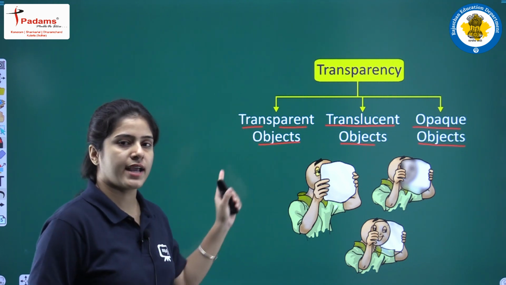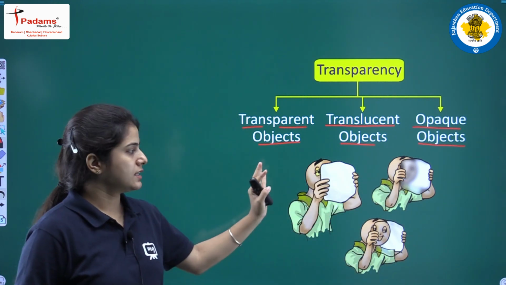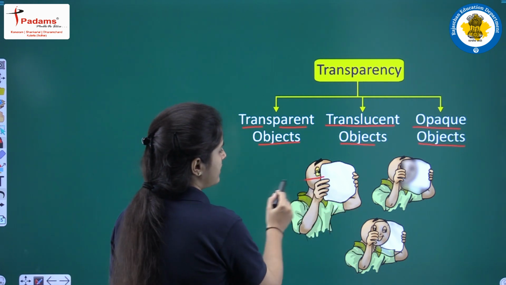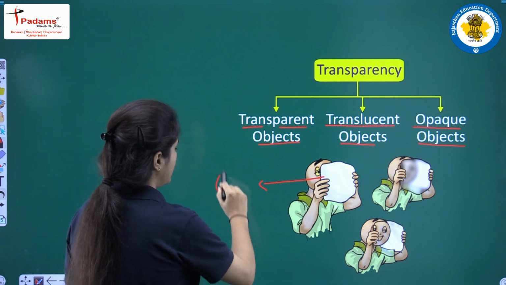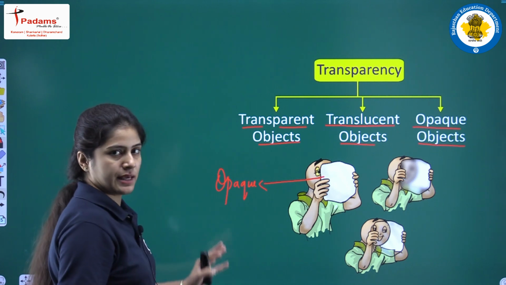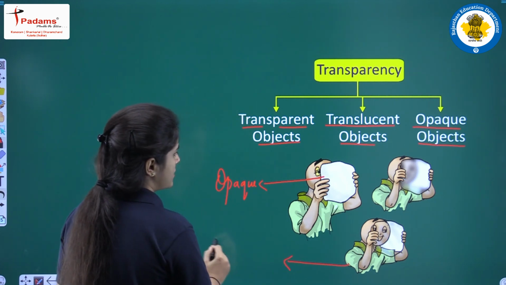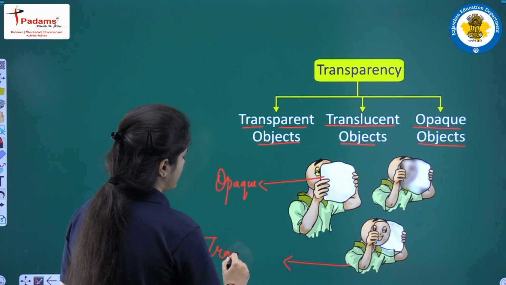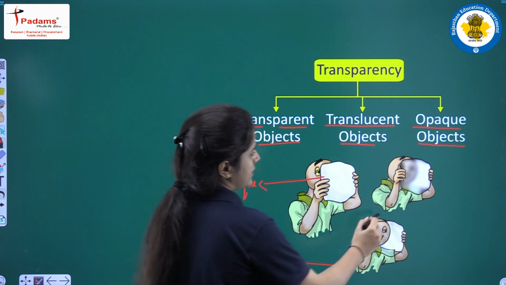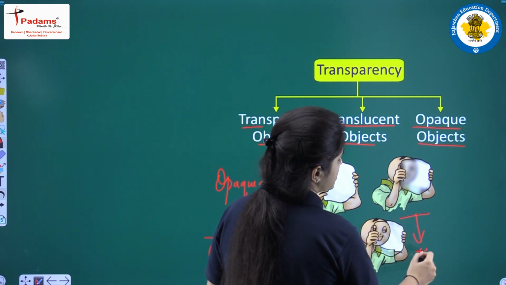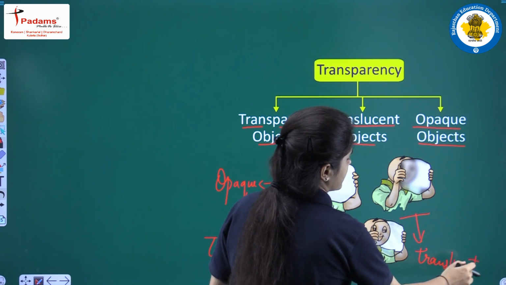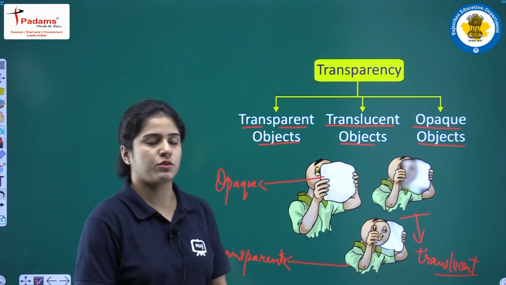For example, this is the picture of three boys. This one is handling an opaque object. Students, I'll just explain it. This is a transparent object, and the third one is translucent. Alright students, just have a look.